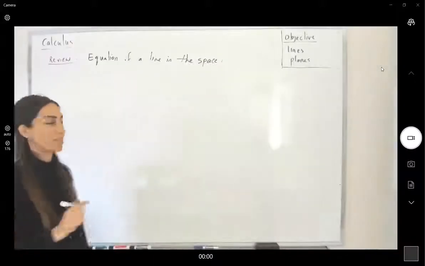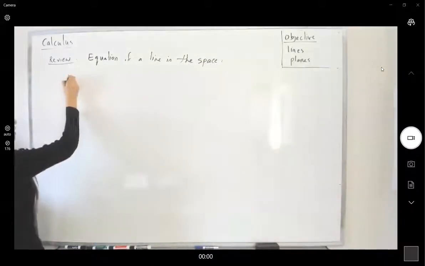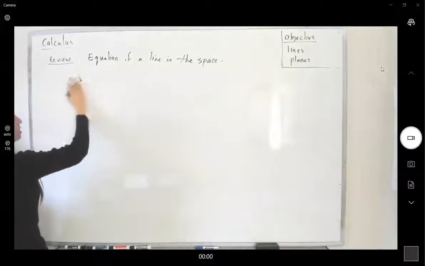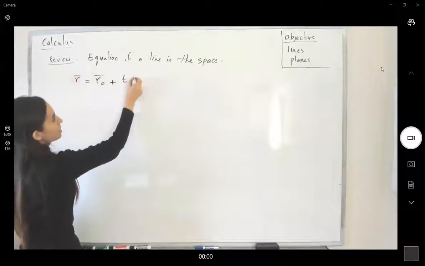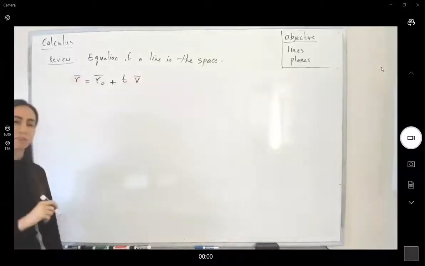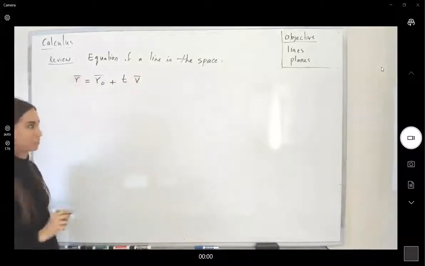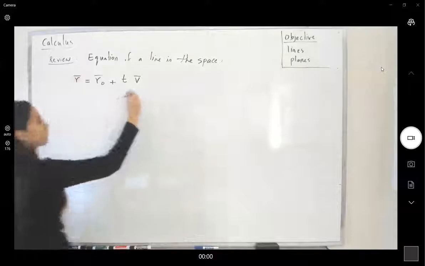We define the vector equation this way. We say that r is equal to r sub 0 plus t v. And we call v the direction vector. So this is the vector equation.